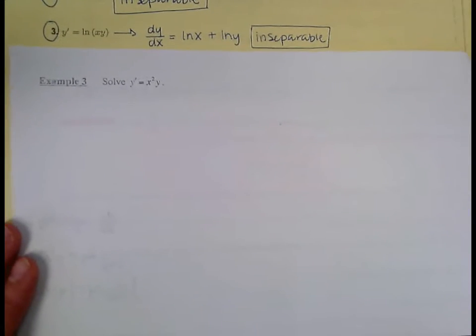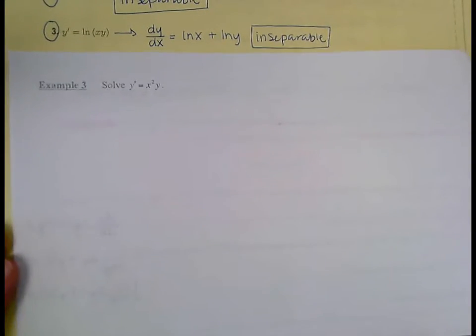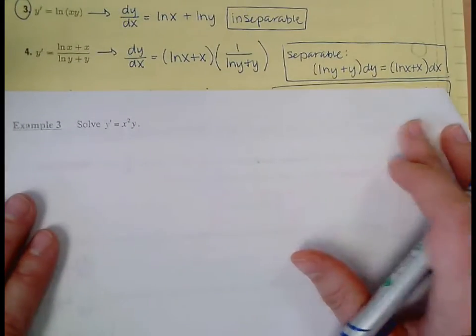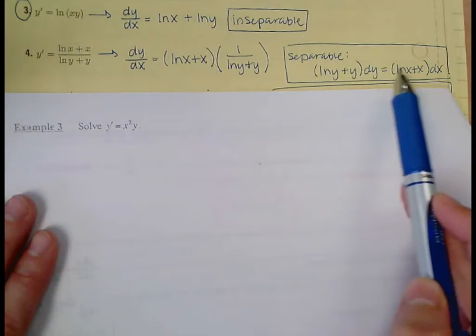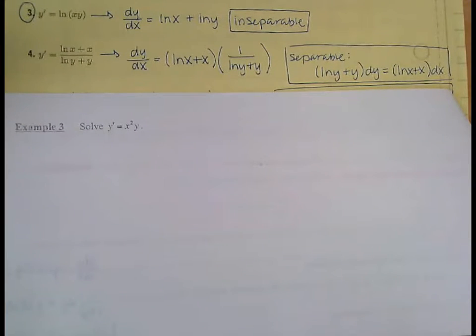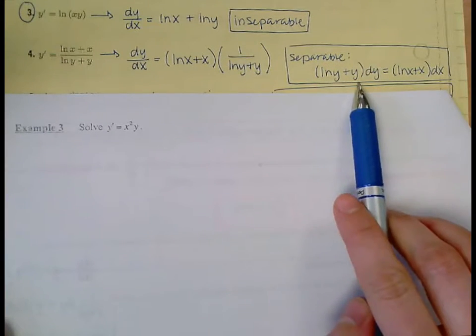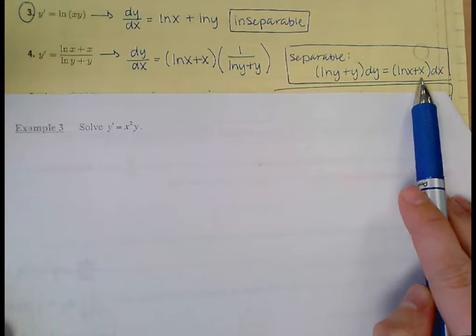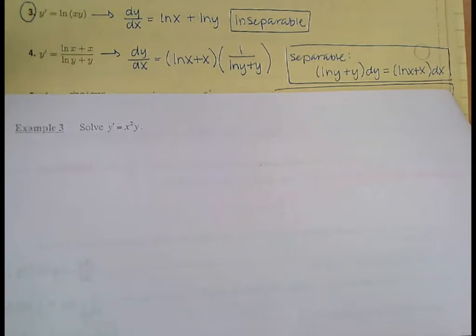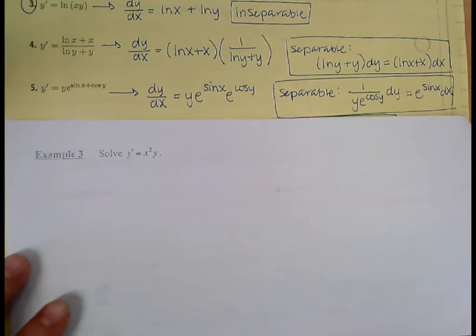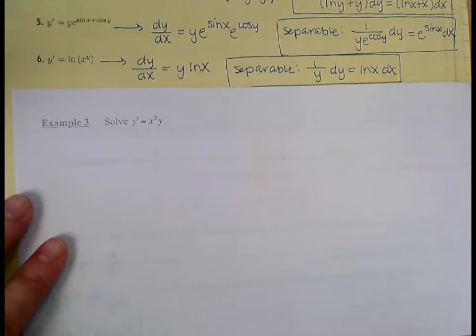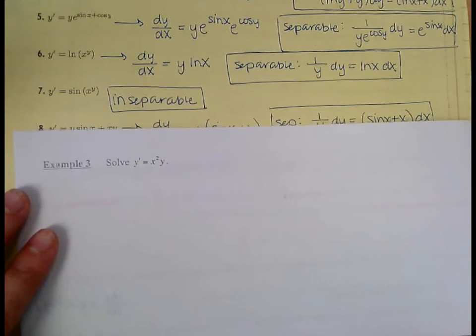I think walking around most of you had 3. 4 is separable. Make sure you have the correct form when you separated the variables. So natural log of y plus y, that quantity times dy, and then the quantity natural log of x plus x times dx. And then 5 we went through. 6 and 7 we went through.